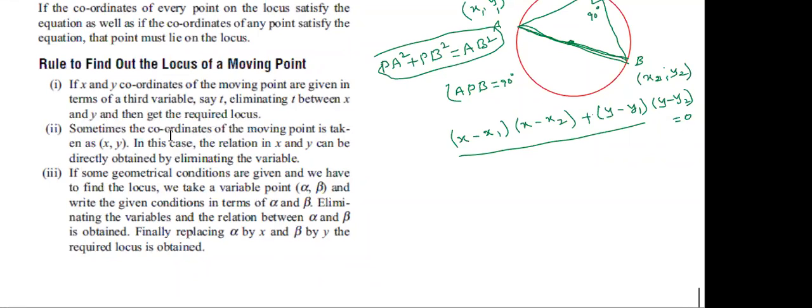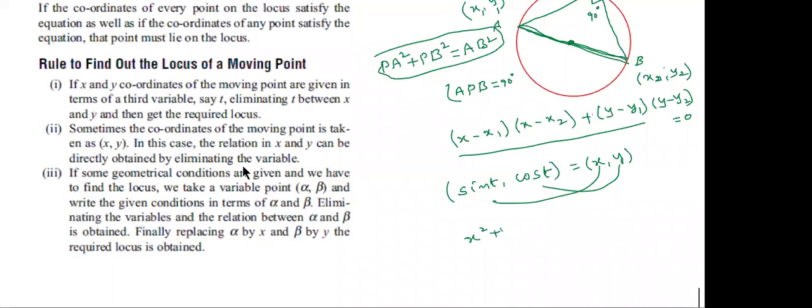Now the second point. Sometimes the coordinates of the moving point are taken as (x, y). In this case, the relation in x and y can be directly obtained by eliminating the variable. Suppose they give the point (sin t, cos t). Then what locus will they ask? Locus means you take the coordinates only as (x, y). So x is equal to sin t, y is equal to cos t. We want to eliminate t. How to eliminate? Squaring and adding.